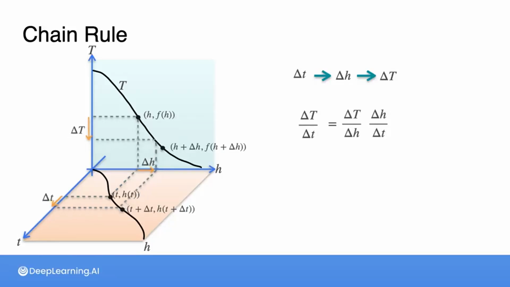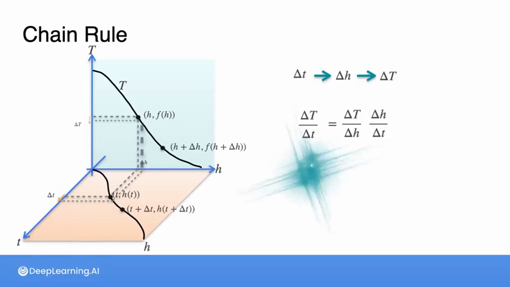But now, as I let delta T go to 0, delta H also goes to 0, and delta capital T goes to 0. And so this number on the left becomes dt over dt. This one over here becomes dt over dh. And this one over here becomes dh over dt. And so that's pretty much the chain rule.